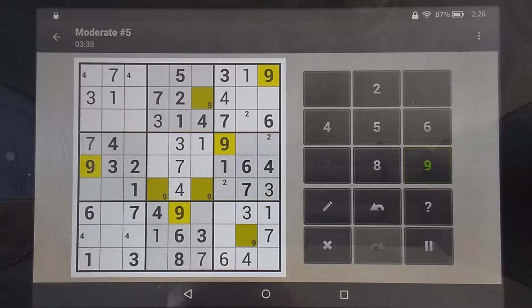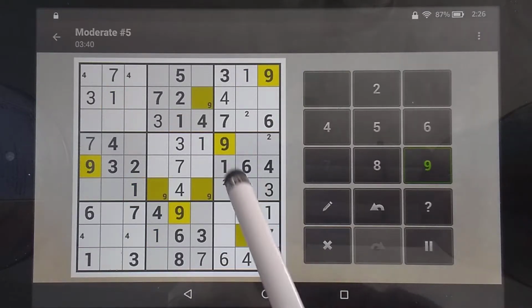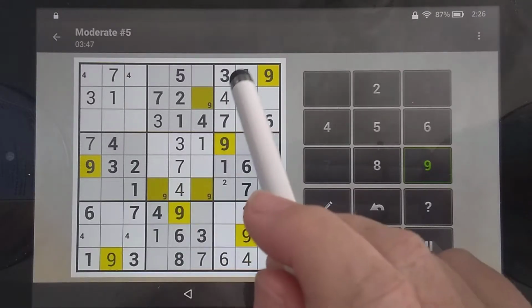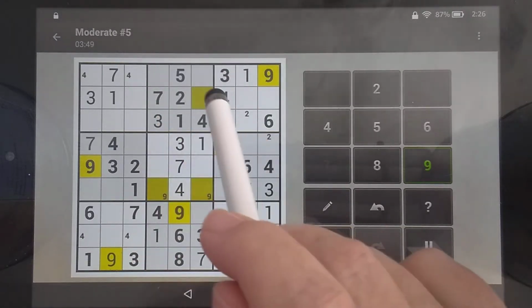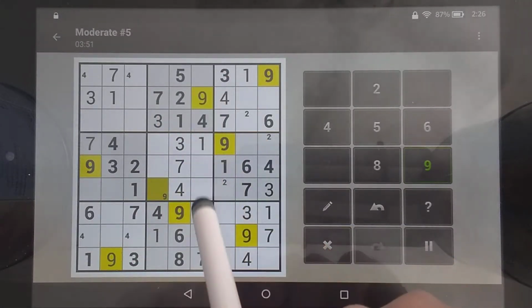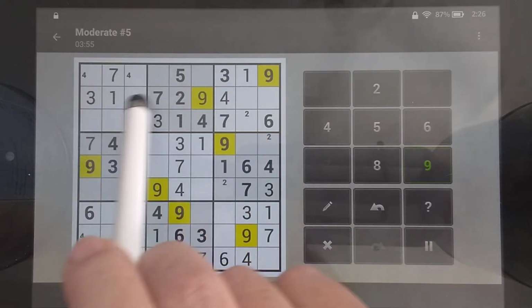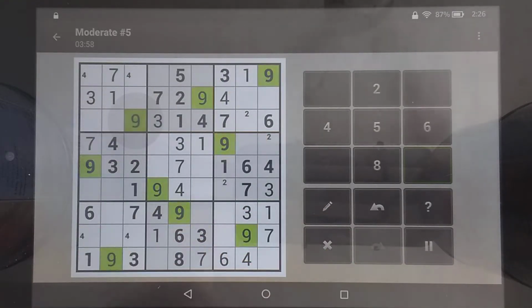So starting back at the 9s. Got more information now. These 2 columns are blocked, so there's the 9. Now these 2 rows are blocked, and there's the 9. I'll skip up to here. This row is blocked, so there's the 9. This column and these 2 rows are blocked, so there's the 9. And these 2 rows and these 2 columns are blocked, so there's our 9.